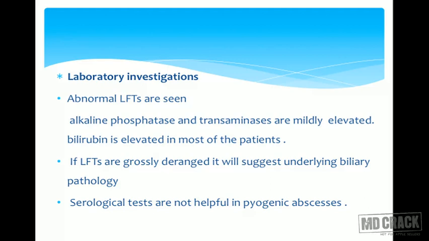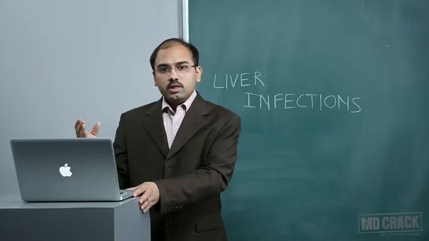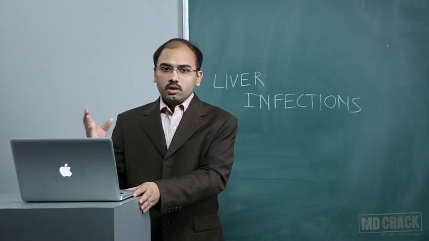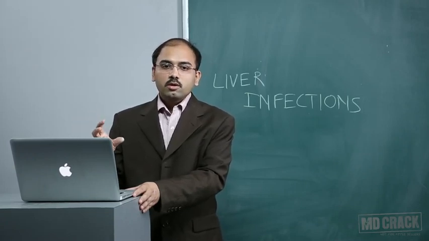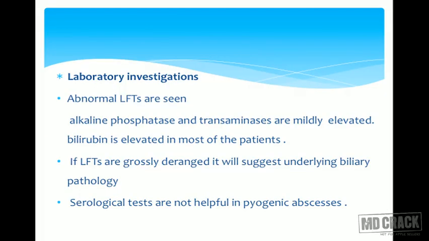If liver function tests are grossly deranged, it will suggest underlying biliary pathology. Liver function tests are mildly elevated. So if associated with the liver abscess, the liver enzymes are grossly deranged, then they will indicate that along with the liver abscess, patient has also got biliary pathology like obstruction, maybe because of various reasons. Serological tests are not helpful in pyogenic abscesses.